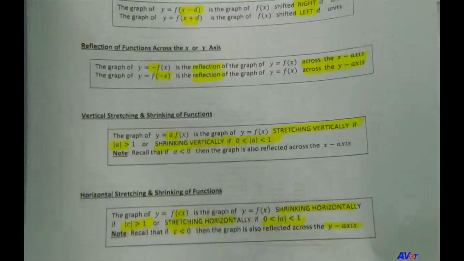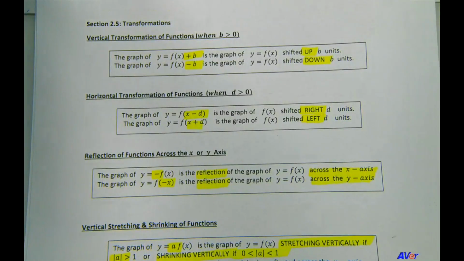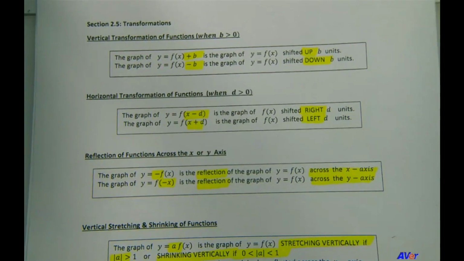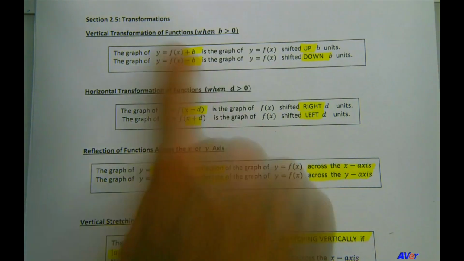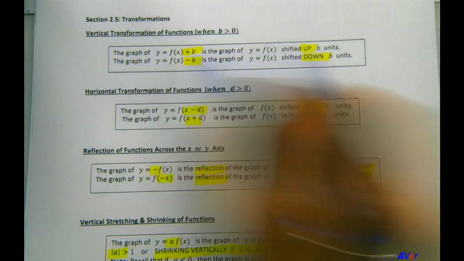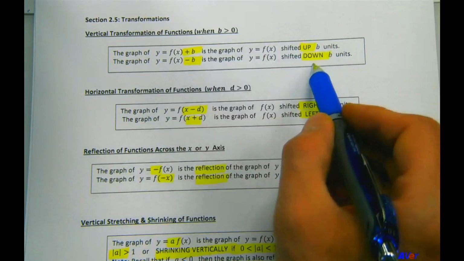Okay, so I want to show you the first page of the worksheet that I have developed for section 2.5. It looks like this. I've highlighted the pieces of it that are important for you to connect as you read this. Okay, so the yellow pieces are critical for you to connect. For example, a function plus b, b being some number, is the graph of that original function shifted up. So plus b shifts up, minus b shifts down.